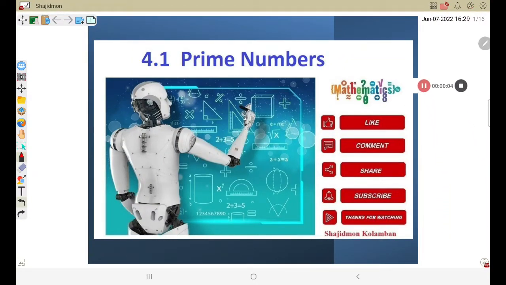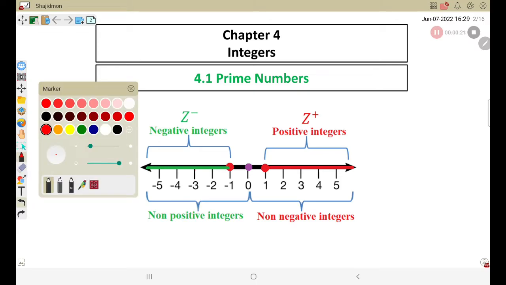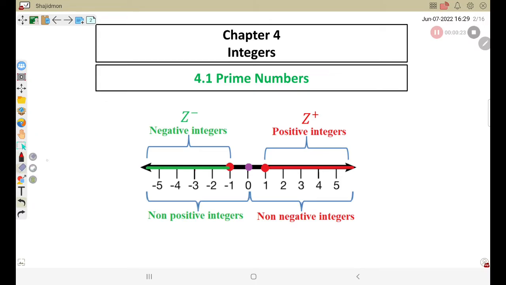Today we are discussing the topic prime numbers from the course Mathematics for IT. So this is the first section from chapter 4. So let's start the topic. Chapter 4, integers. First section, prime numbers. Okay, so before starting the main ideas, we will discuss some introductory ideas.